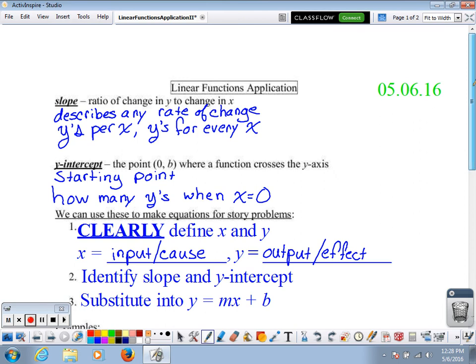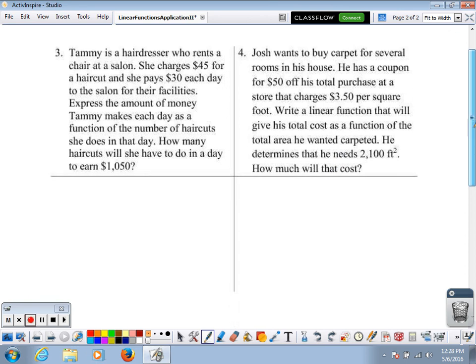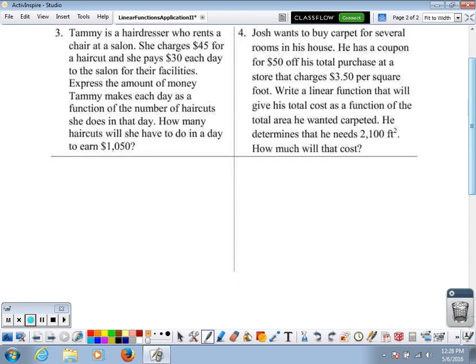And we don't have a whole lot of time left, so I'll ask you guys, you want to talk about Tammy the hairdresser or Josh remodeling his house? Let's see the hands for Tammy, and let's see the hands for Josh. Well, it looks like Josh was the winner. All right, Josh, read to us about Josh. Okay, so Josh is buying carpet, blah, blah, blah.